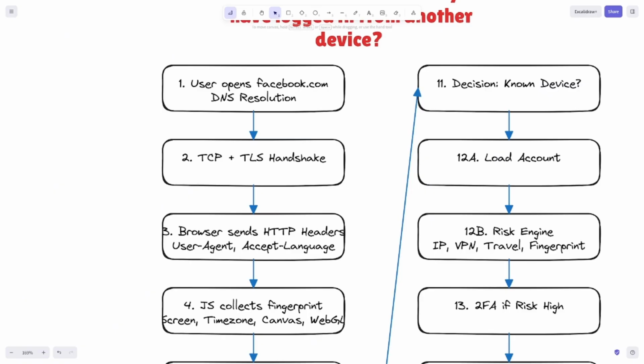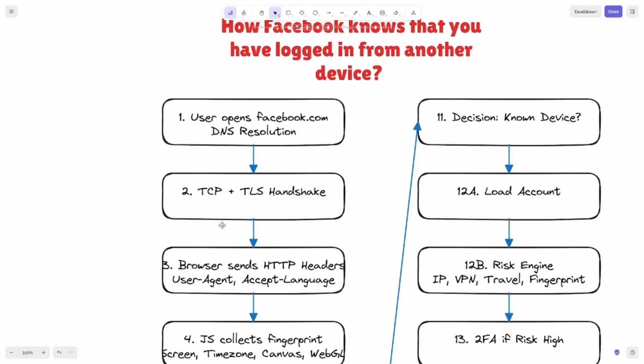Have you ever noticed that when you log into Facebook from a new laptop or a friend's mobile phone, Facebook immediately says "new login detected" or "was this you?" But have you ever wondered how Facebook knows that you are using a different device? Is it checking your laptop serial number? Is it checking your IMEI number? Or is it using some secret technology? Well, the answer is none of these.